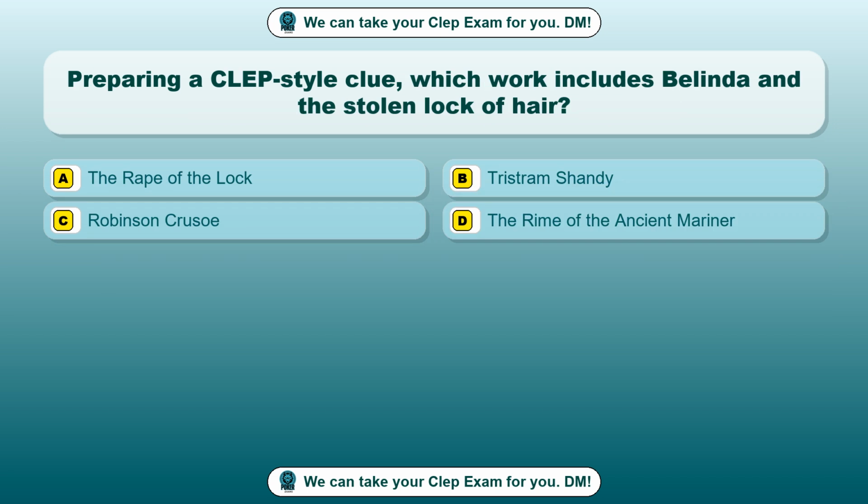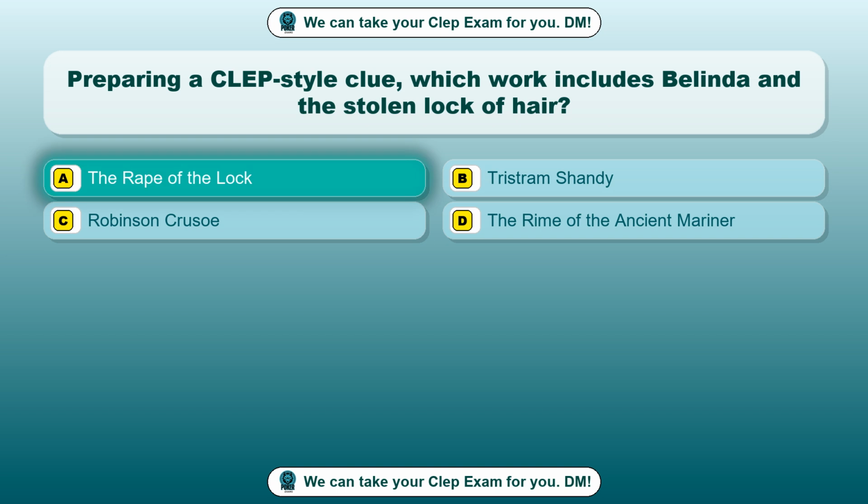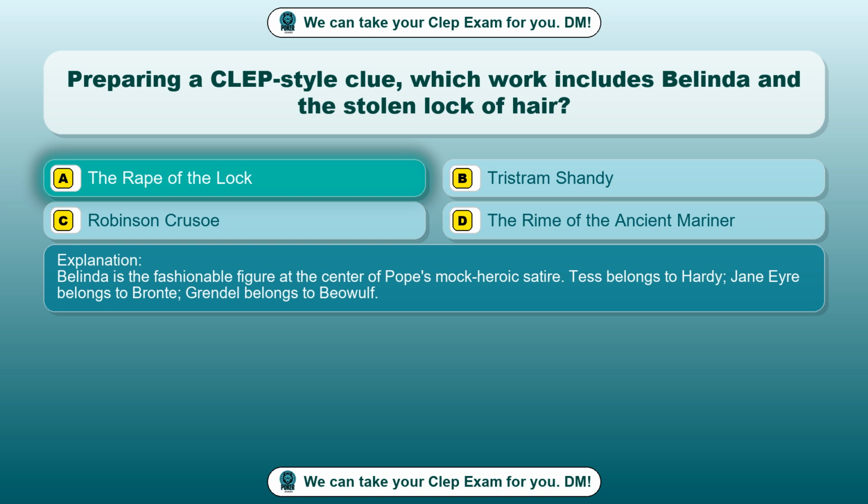Question 84. Preparing a CLEP-style clue, which work includes Belinda and the Stolen Lock of Hair? Option A, The Rape of the Lock. Option B, Tristram Shandy. Option C, Robinson Crusoe. Option D, The Rime of the Ancient Mariner. The correct answer is option A, The Rape of the Lock. Belinda is the fashionable figure at the center of Pope's mock heroic satire. Tess belongs to Hardy, Jane Eyre belongs to Bronte, Grendel belongs to Beowulf.